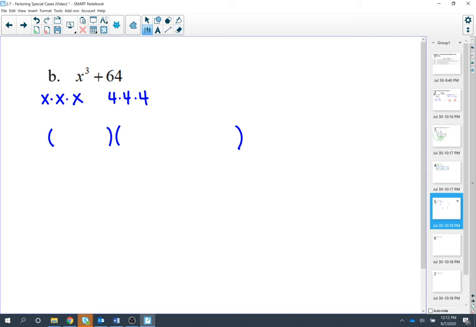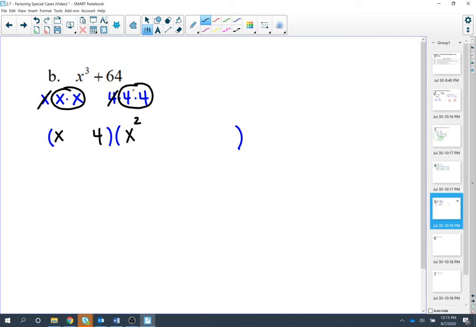Okay, now how we fill these guys in is you're going to take one of your x's and you're going to put it right there. You're going to take one of your 4's and you're going to put it right there. You're going to take your other 2 x's. You're going to multiply them back together. You're going to stick them right there. You're going to take your other 2 4's. You're going to multiply them back together. You're going to stick them right there. Then you're going to come up here. You're going to multiply these two together. So 4 times x is 4x. And you're going to stick it right there.